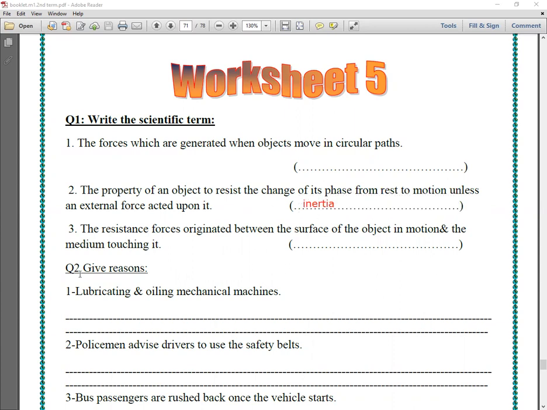Number 2, the resistance force originated between the surface of the object in motion and the medium touching it. So this force is called friction force.